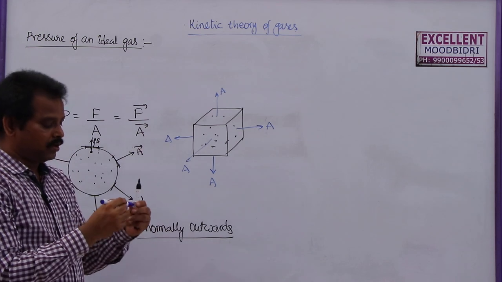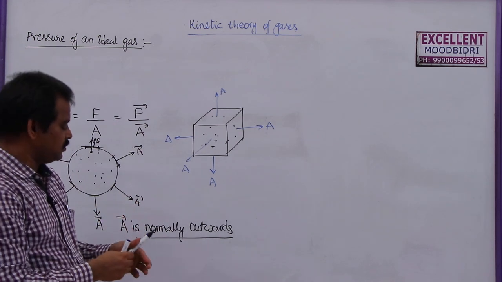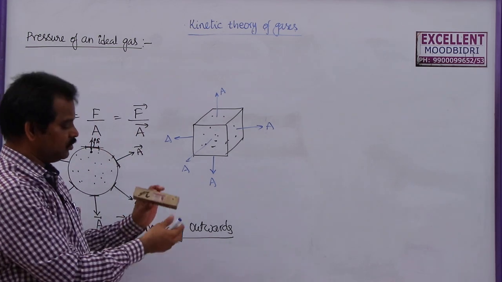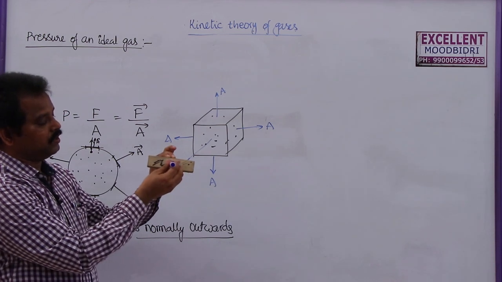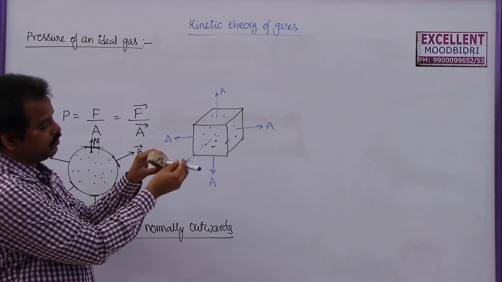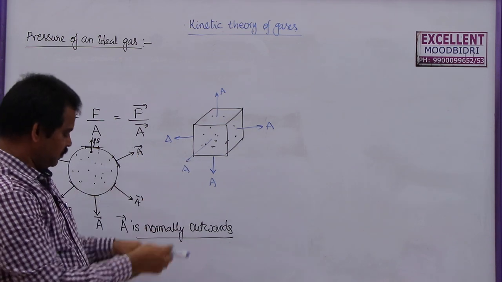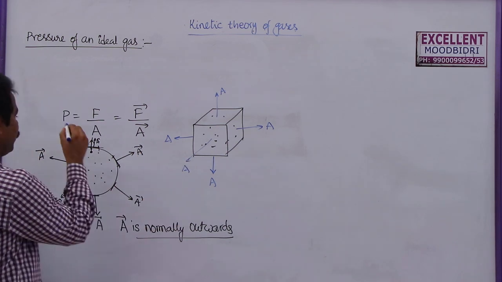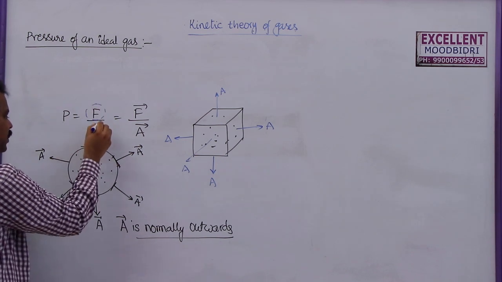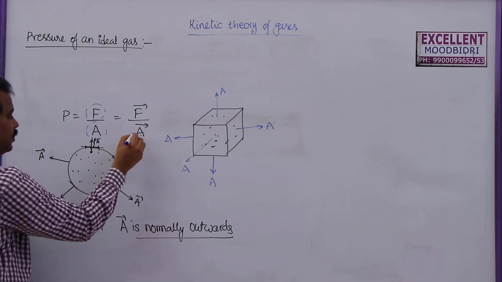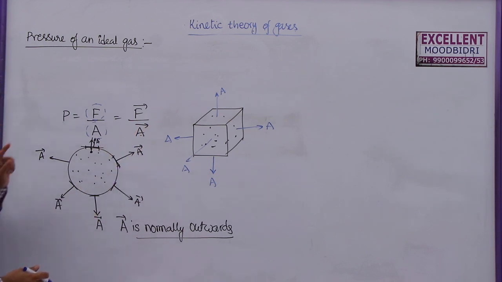So the area vector is always perpendicular to the surface that we are considering here. So let us say for this one, what is the area vector? This area vector is always perpendicular to the surface. So the angle between these two is always 90. Now, while finding the pressure, we need to divide the force acting per unit area, and this area vector is generally normal to the surface that we are considering here.